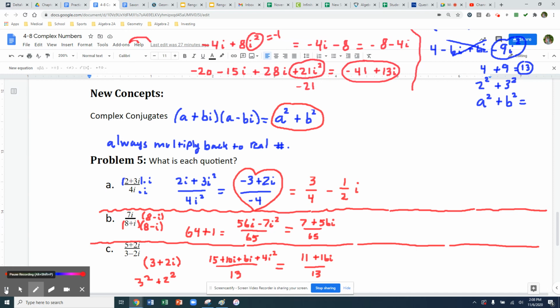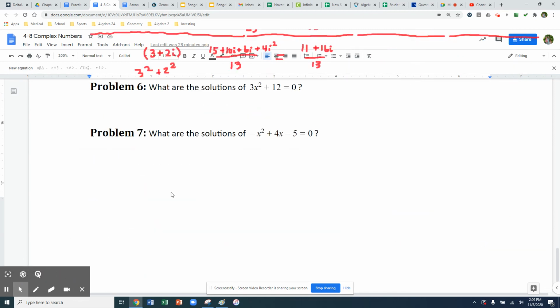So a little trick that we can do to change complex numbers back to real numbers is we can use these complex conjugates. The last thing we can do with imaginary numbers is we can now find solutions to those graphs that do not cross the x-axis. So those ones where the discriminant was negative back in section 7, we can now find the imaginary solution. So number 6, we look at 3x squared plus 12 equals 0.